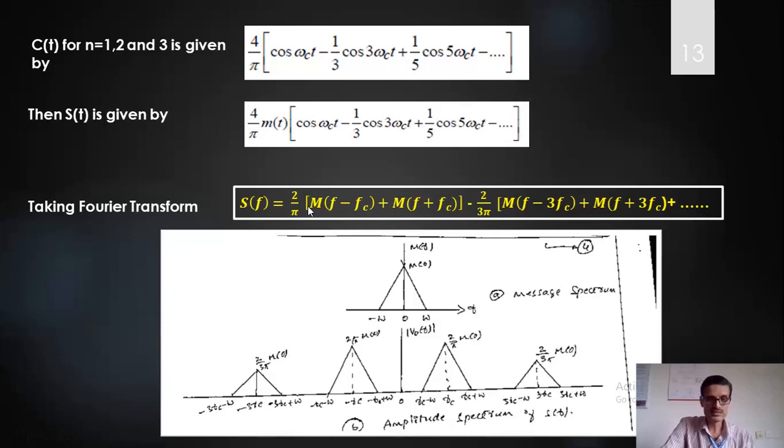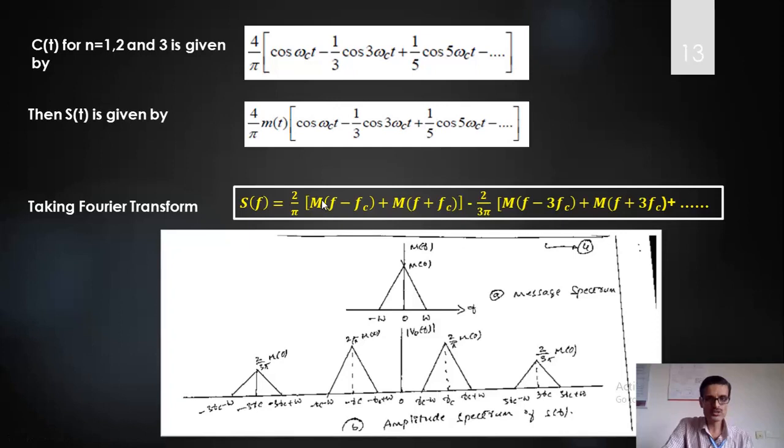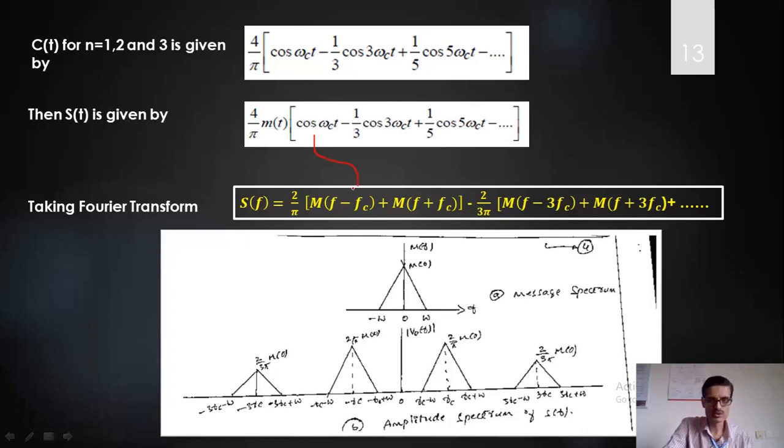So what is the equation I'll get? S of f is equal to 4 by pi times 1 by 2, so we get 2 by pi, m of f minus fc plus m of f plus fc. That means m of t multiplied by cos omega ct gives you this first part. Then m of t multiplied by 1 by 3 cos 3 omega ct, again multiplied by the common factor 4 by pi, gives you this particular equation, that is, the spectrum of m of f shifted by 3 fc in this case.